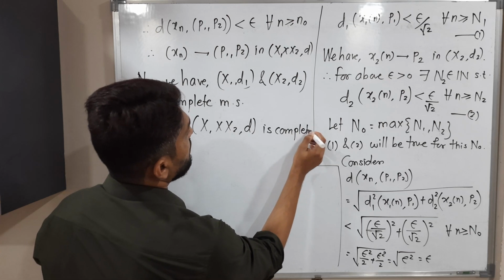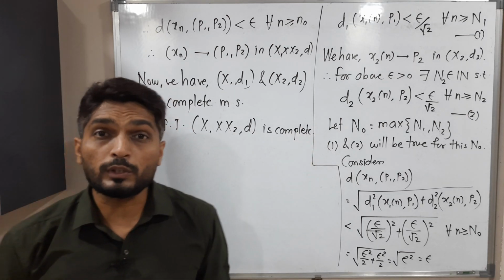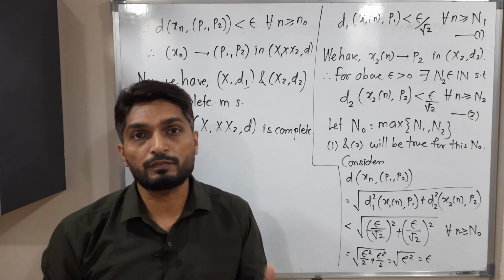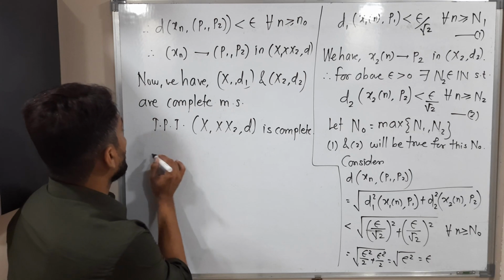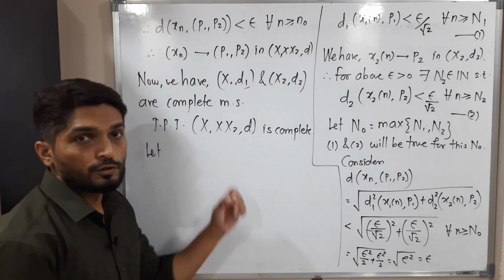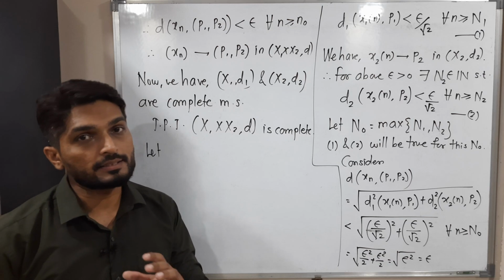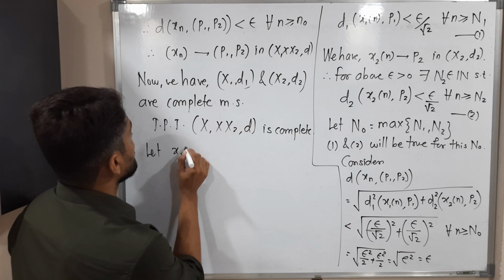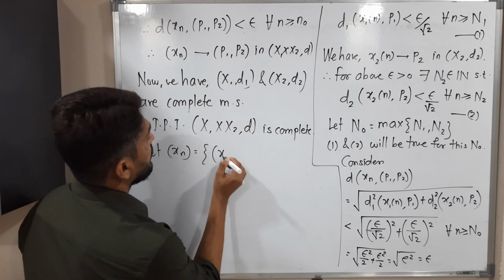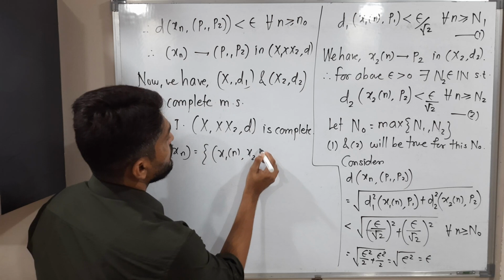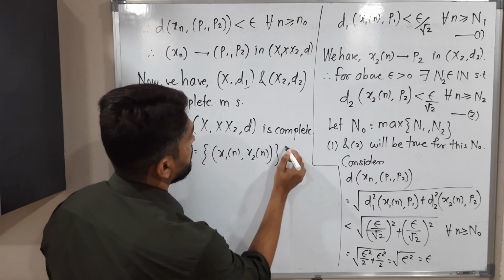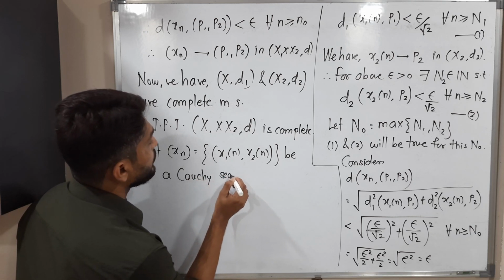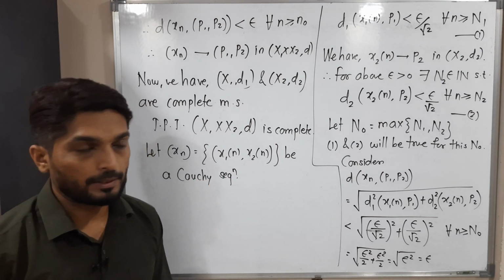So first of all, tell me, when we say the metric space is complete? If every Cauchy sequence is convergent, then we say the metric space is complete. So here also we should start with one Cauchy sequence. So I'm taking any arbitrary Cauchy sequence of this metric space and I will prove that it's convergent. So let xn is equal to (x1n, x2n) be a Cauchy sequence. And what we have to prove? We have to prove that it is convergent, then we can declare it is complete, right?